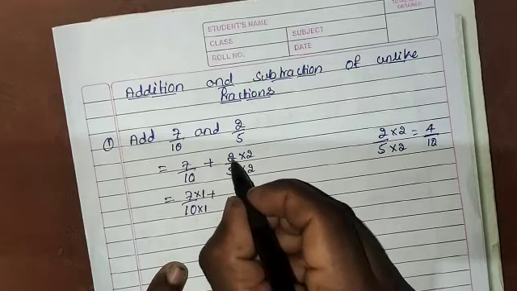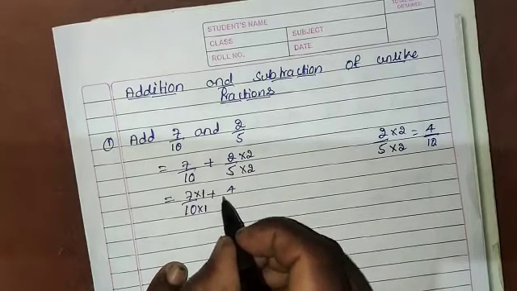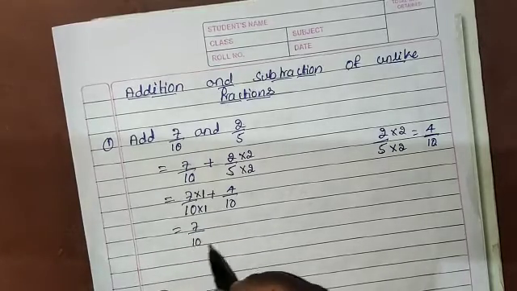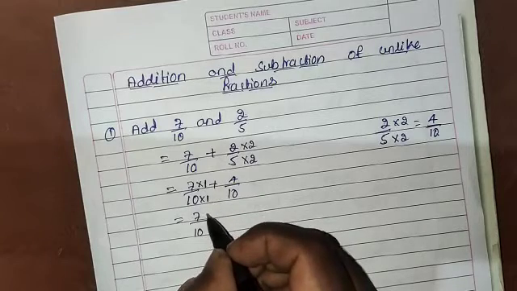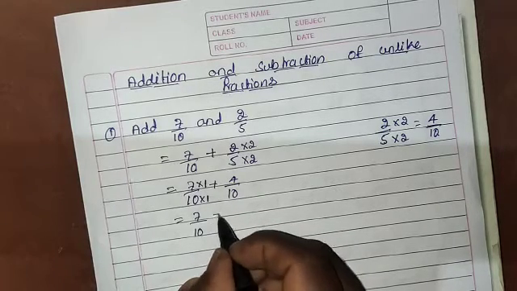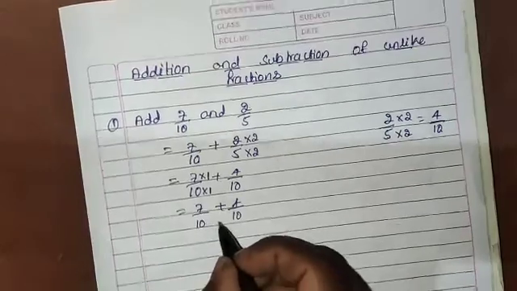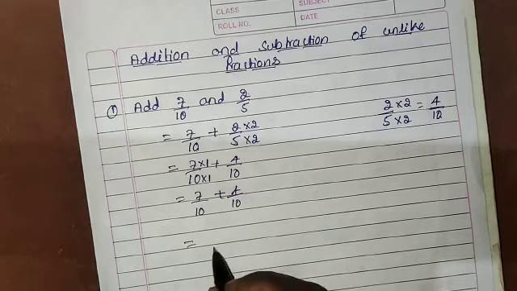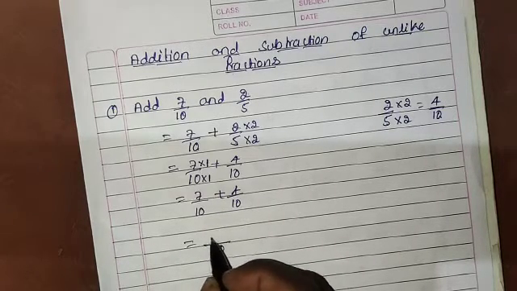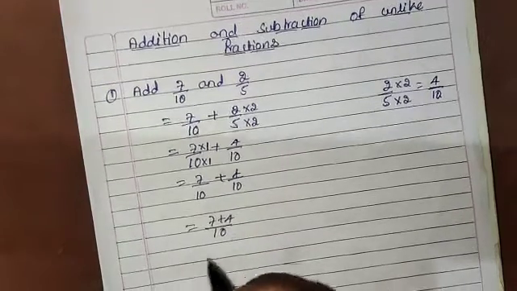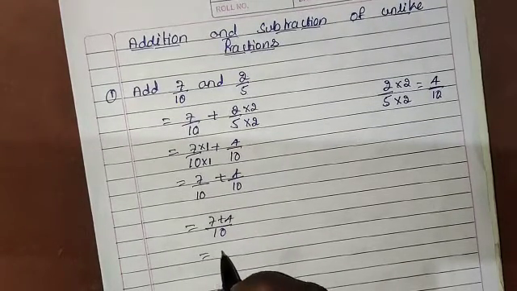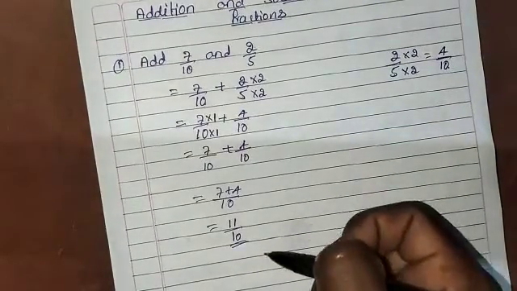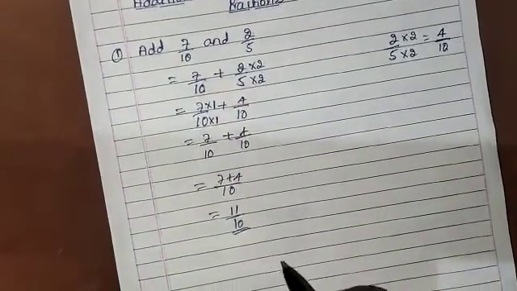Now here 2 2s are 4, 5 2s are 10. Here also, 7 1s are 7 and 10 1s are 10. Multiplying 1 to any number gives the same number, so there is no change, plus 4 by 10. Now these two fractions are like fractions, so we can easily add. The denominators are the same, so the LCM is the denominator itself, 10. Now we add the numerators: 7 plus 4 is 11, divided by 10 is the final answer. Thus we convert unlike fractions into like fractions and then add them.